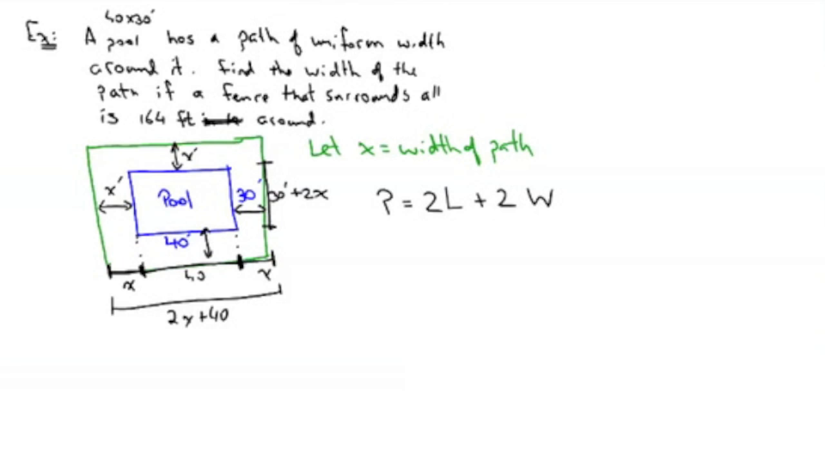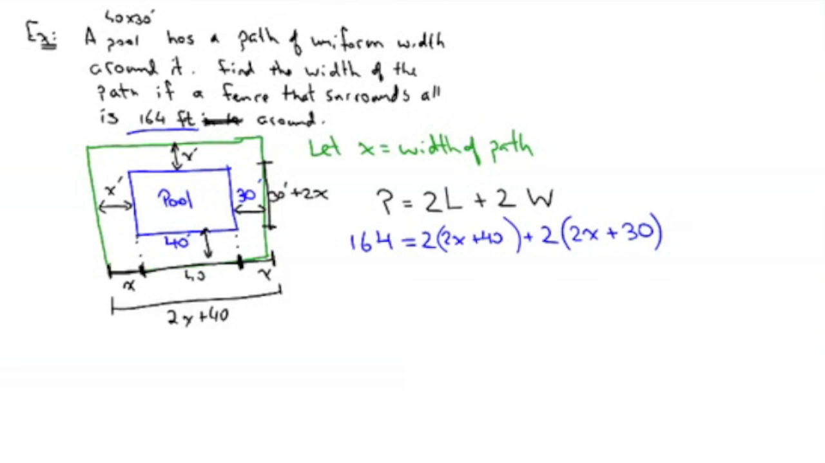164, right? Where is it? There it is. 164. So this gets a 164. 2 times the length. Well, what's the length of this path? 2x plus 40. Plus 2 times, well, what's the width of this object? 30 plus 2x, 2x plus 30. I'm going to write it as 2x plus 30 just to be similar to the first one. And you get a nice little equation out of it.